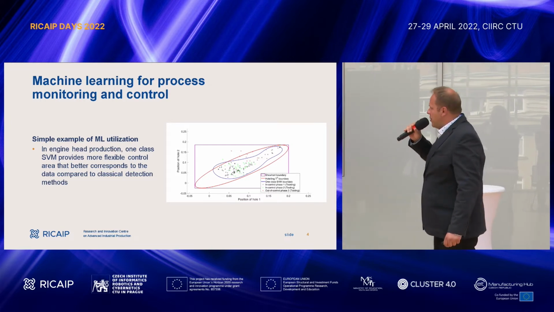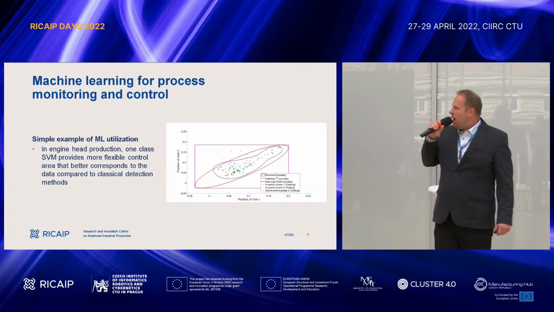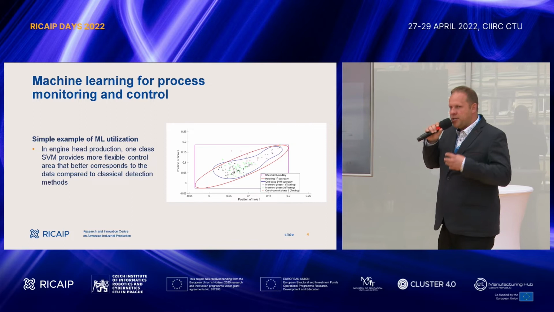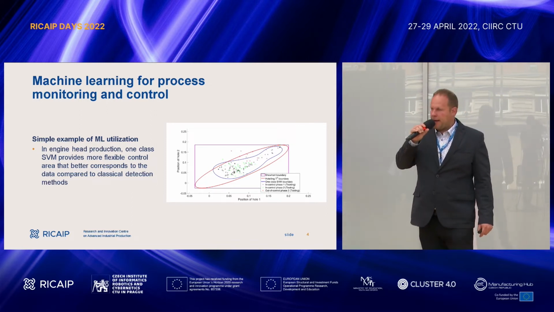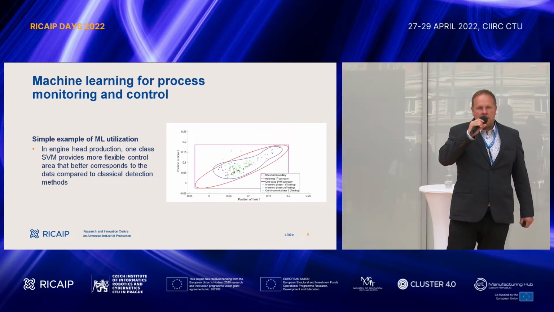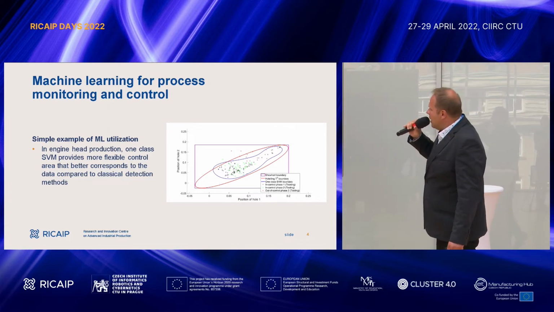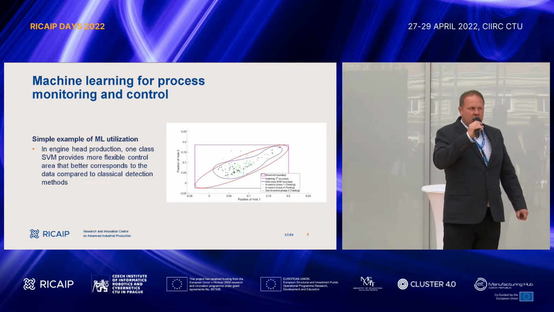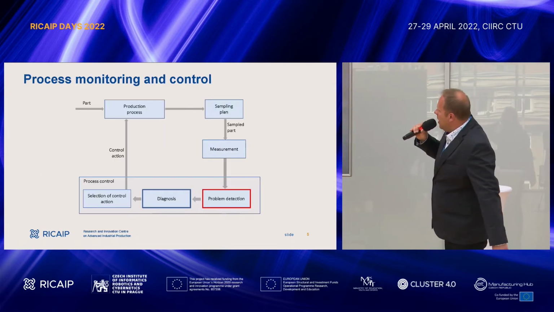We, however, looked into multidimensional space and tried to create a better, more natural model and more natural control area, which is in blue. The red one is another statistics-based multivariate method, which we compared to, and we found that machine learning can be advantageously used. That's nice, perfect.